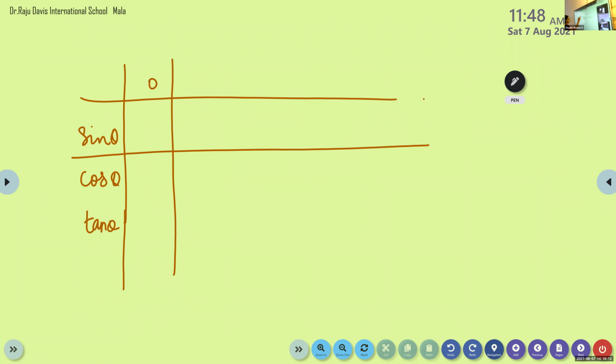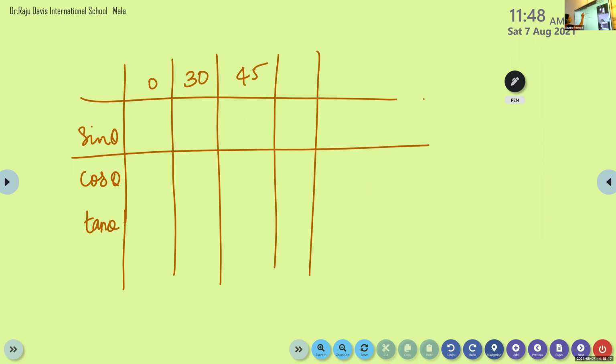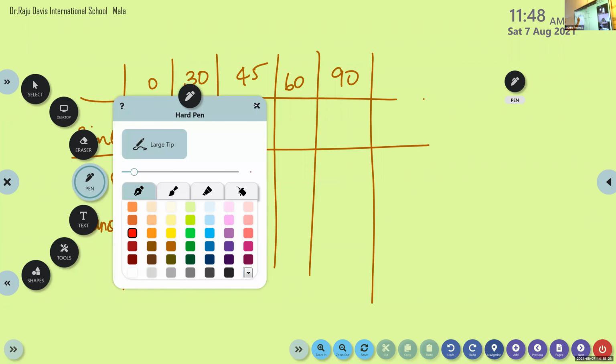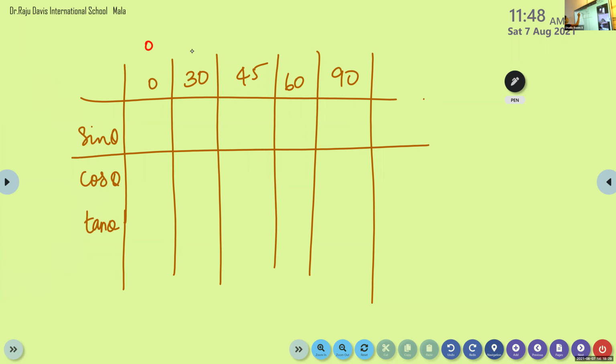Here I am writing all the angles 0, 30, 45, 60, 90. So here we have the values from 0, 1, 2, 3, 4, isn't it? So you write the numbers from here 0, 1, 2, 3, 4. Angle starts from 0. Which is the topmost number here? 4. You divide by 4. 0 by 4, 1 by 4, 2 by 4, 3 by 4, 4 by 4.